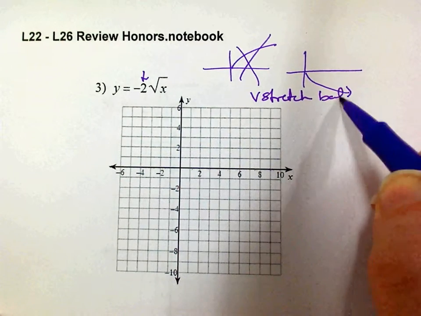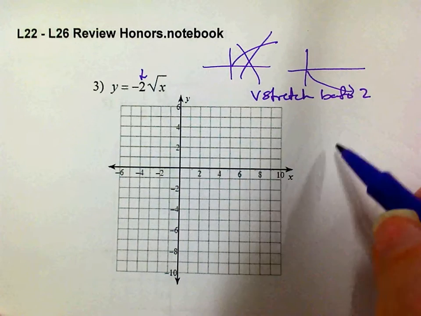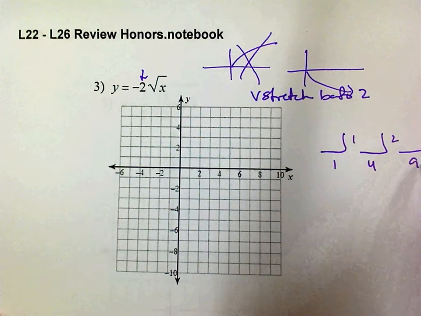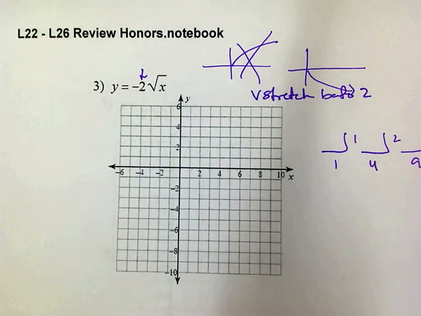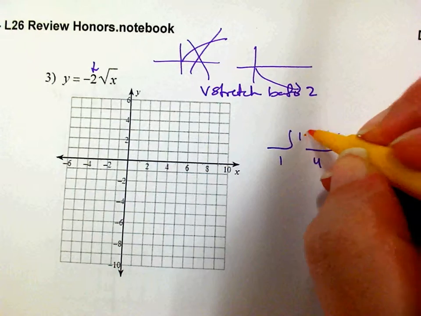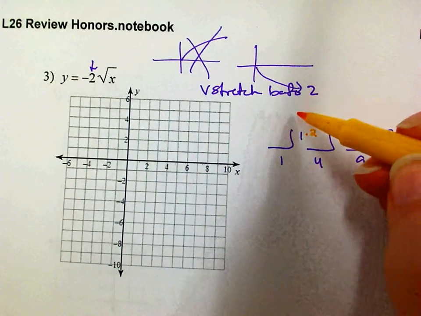by a factor of 2. Now if it's a vertical stretch, then you're changing the vertical lengths of your pattern, meaning 1, 1, 4, 2, 9, 3. You're going to be changing the heights, okay, by a factor of 2, which means you multiply by 2. Okay, so this is actually going up 2, up 4, and up 6.